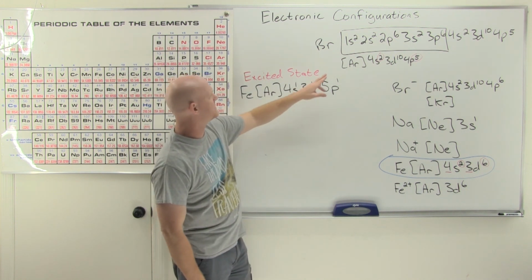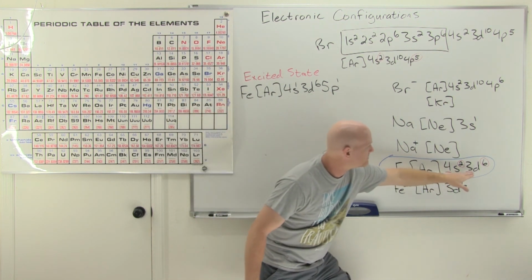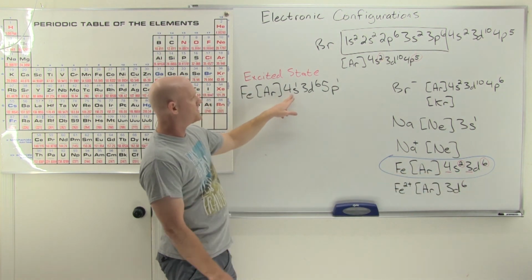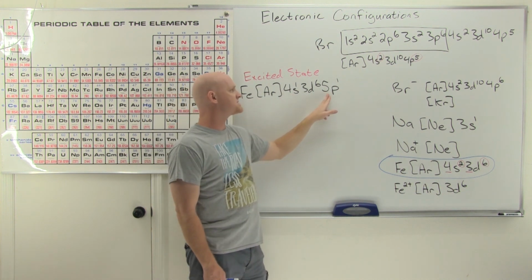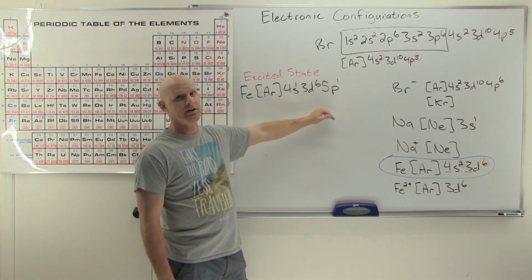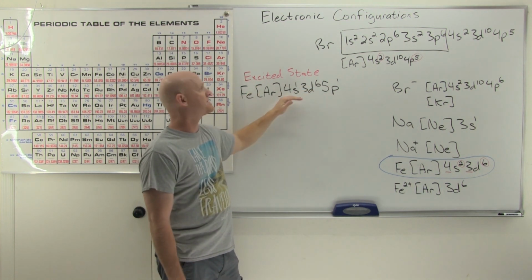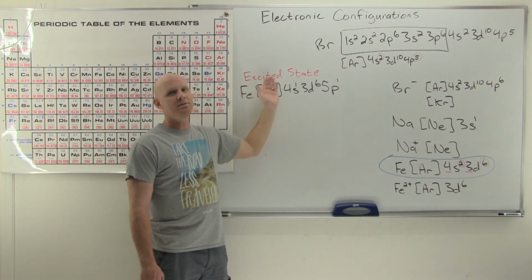And so in this case, iron normally looks like argon 4s2 3d6. But one of our 4s electrons has jumped up to something higher, a 5p. It's not where it would normally be. This is not the ground state electron configuration. This totally violates the Aufbau principle. But it wouldn't be a ground state, it would be an excited state.